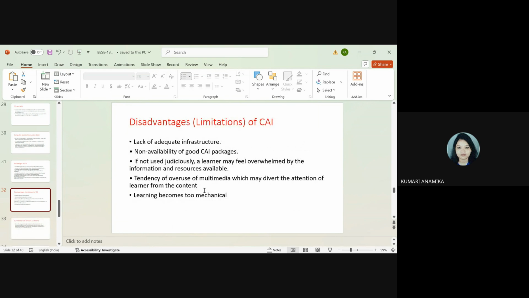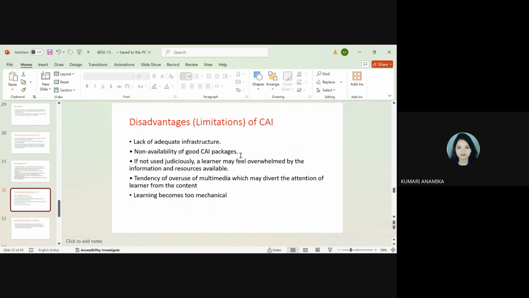What are the delimitations or disadvantages of this CAI? Lack of adequate infrastructure. In our schools there are certain things which are lacking, like infrastructure. Non availability of good CAI packages; some are there but they are not good. Quality is very poor. If you try to use that, your time will be wasted.